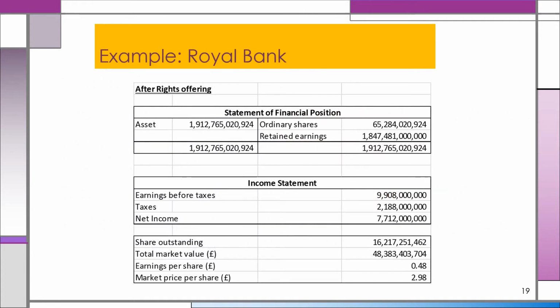I would encourage you to construct the statement of financial position and income statement after the rights offering. Take note that the total assets increased by the amount of new financing raised. The net income in the income statement remains unchanged. However, the earning per share drops due to the increase in number of shares outstanding after the rights issue. Please try out the calculation without looking at the answer first. Then, cross-check with the answers in this slide. In this way, you can learn better.